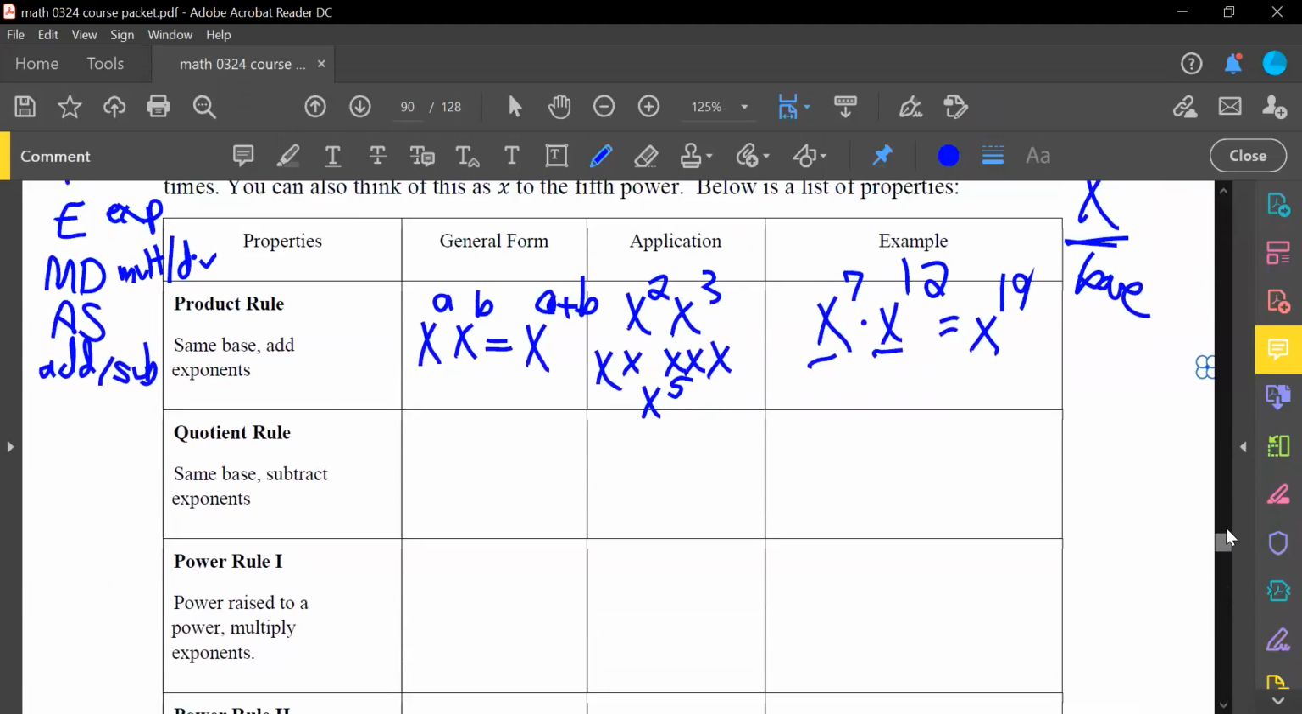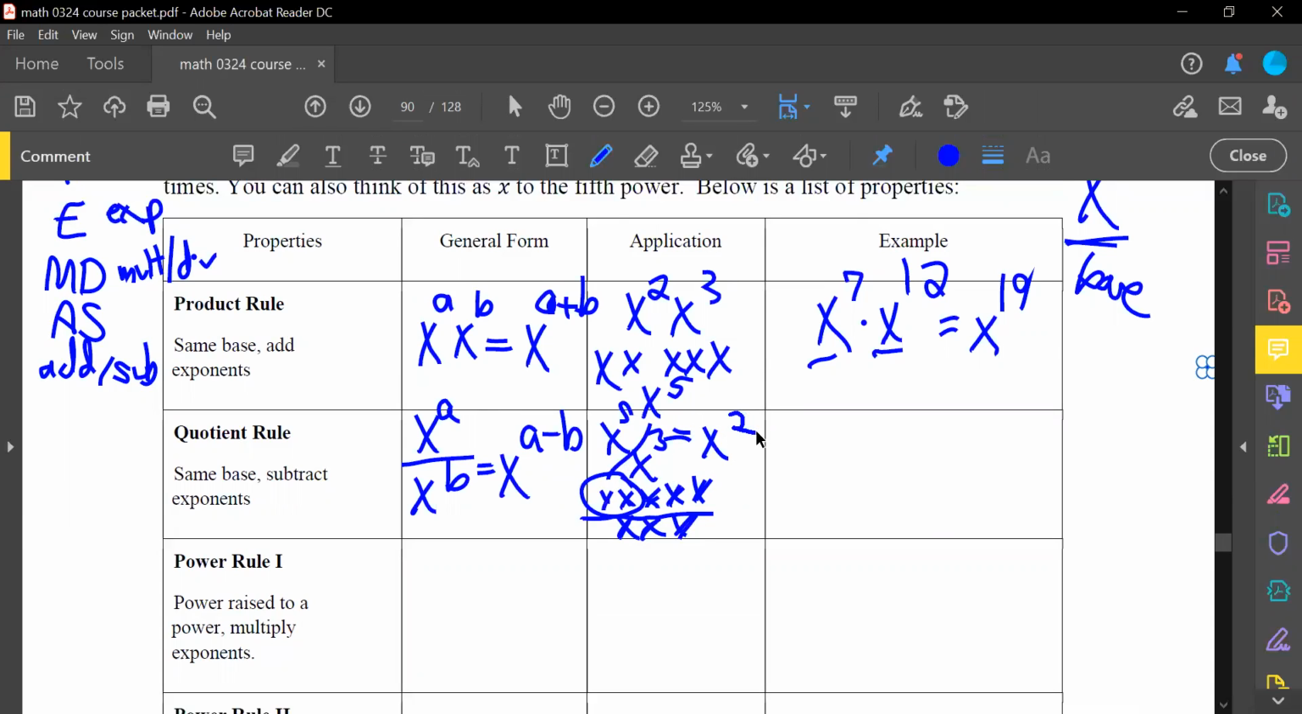Okay. So now we're going to deal with quotients. Quotients means division. So if I have x to the a over x to the b, it turns out that is x to the a minus b. If I had something like x to the fifth over x cubed, I'm going to write this out the long way just so you can see it: 5 x's over 3 x's. We know that 3 of them would cancel, and you're left with x squared. So we subtracted them. For example, if I had x to the 15th over x to the 12th, 15 minus 12 is 3, so it's x cubed.